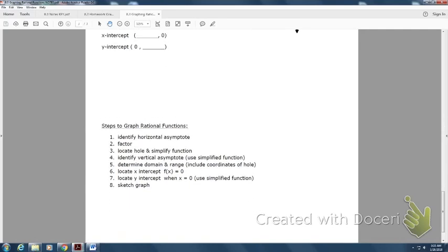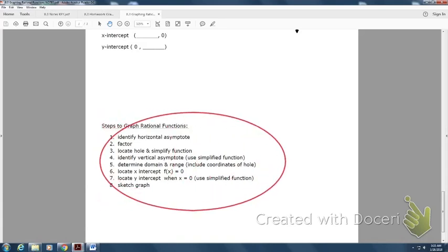So, what I would do whenever you're working through your homework, have that handy. Those are just all the steps that you need to walk through each problem.